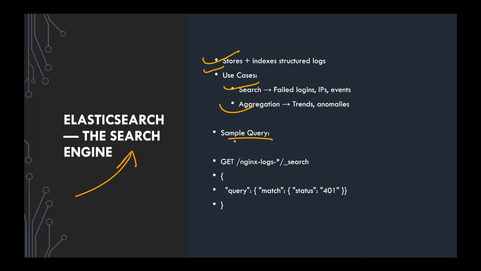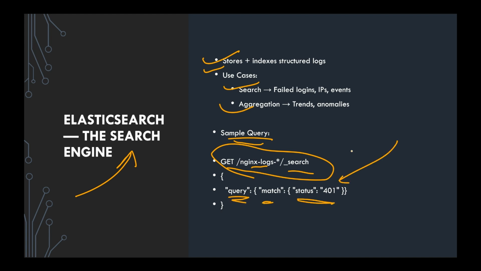So, a sample Elastic query. Let's say you want to search your failed login attempts in your log. A basic query might look like this. You can write: GET nginx-log. This is your index, then _search, and then your query match status should be 401. This query searches all the logs in the nginx log index for entries where the HTTP status code is 401, the unauthorized one, which indicates a failed logon.